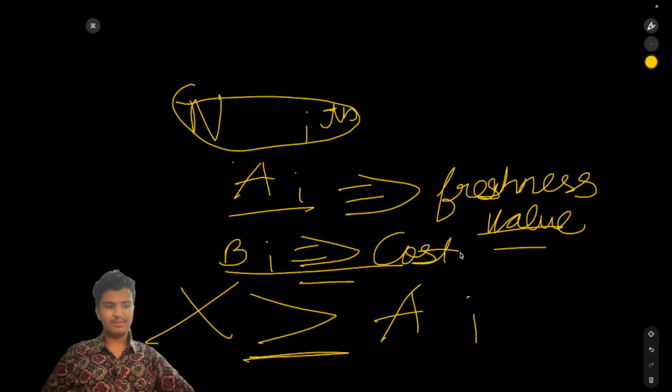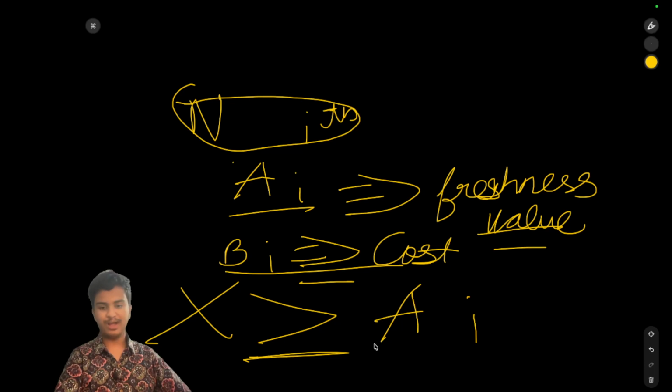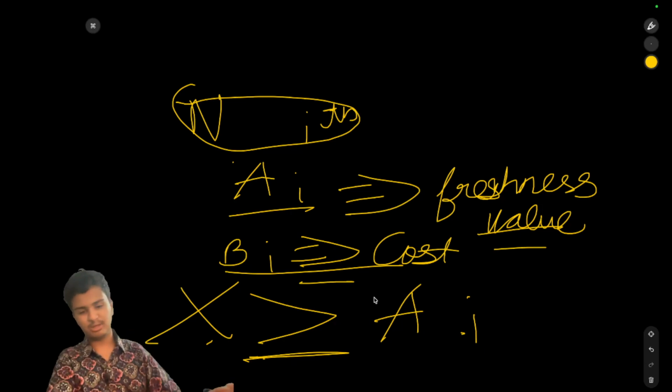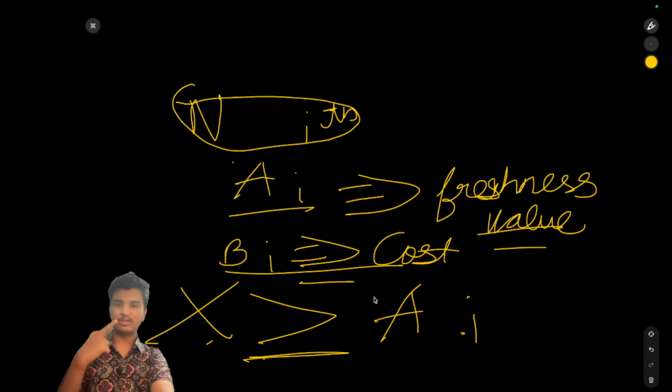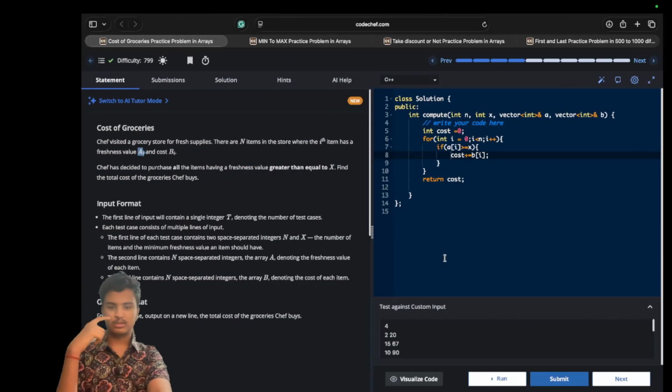So we need to buy every single item which is equal to or greater than x. Like the freshness value of the ith element should be greater than or equal to x, and then the value of Bi will be added to the final cost. So let's see the implementation of this, shall we?